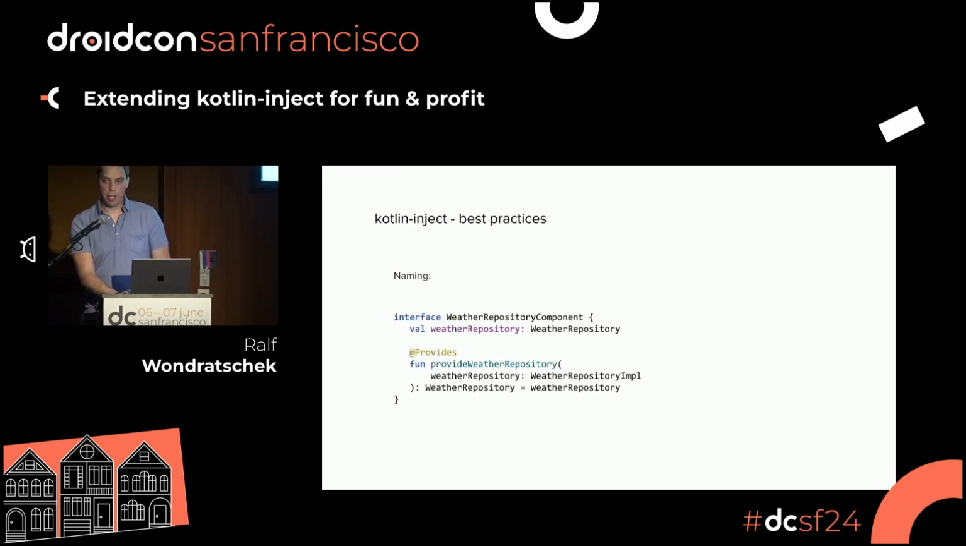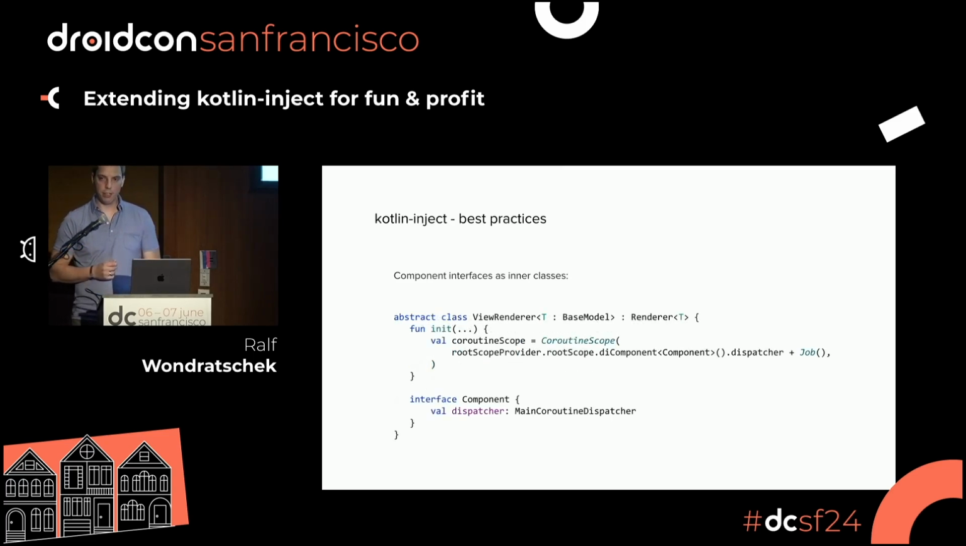Then the way we name these components is usually roughly what feature they cover or what they provide. And our provider functions are literally prefixed with the provide keyword and then the type that they return. So that's roughly the pattern that we follow, and that adds a lot of consistency to our code bases.